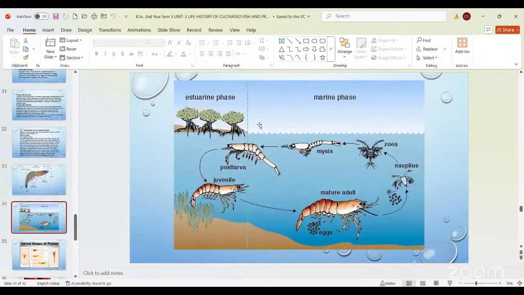Next, it has two stages in the life cycle, estuarine phase and marine phase. So what can we see in the marine phase? Eggs, that is nauplius, which changes into zoea. Zoea changes into mysis. Then the post-larva enters into the estuarine phase. This larva then changes into juvenile, and then the juvenile again enters into the marine phase to lay the eggs.